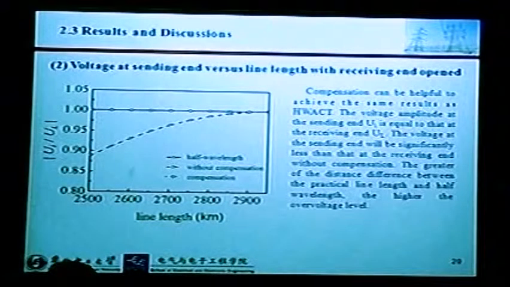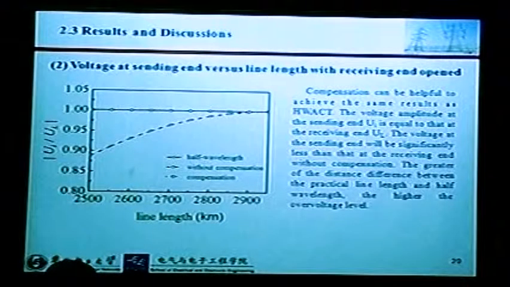The voltage amplitude at the sending end, U1, is equal to that at the receiving end, UL. Without compensation, the voltage at the sending end will be significantly less than that at the receiving end. The greater the distance difference between the practical wavelength and the half wavelength, the higher the voltage level.